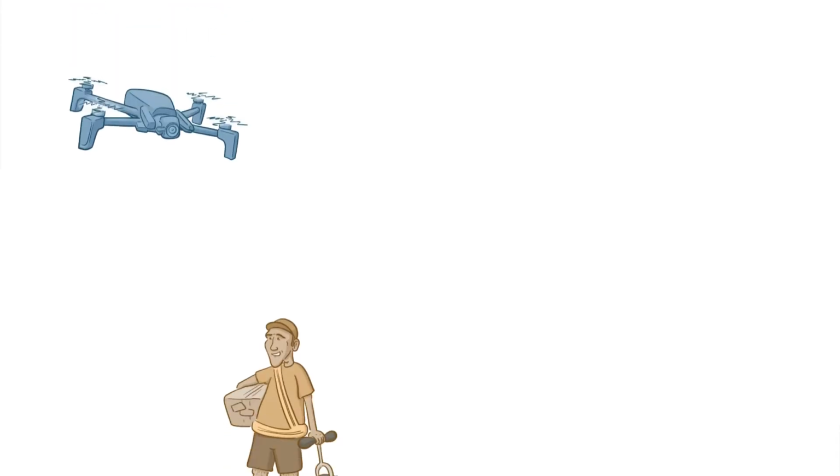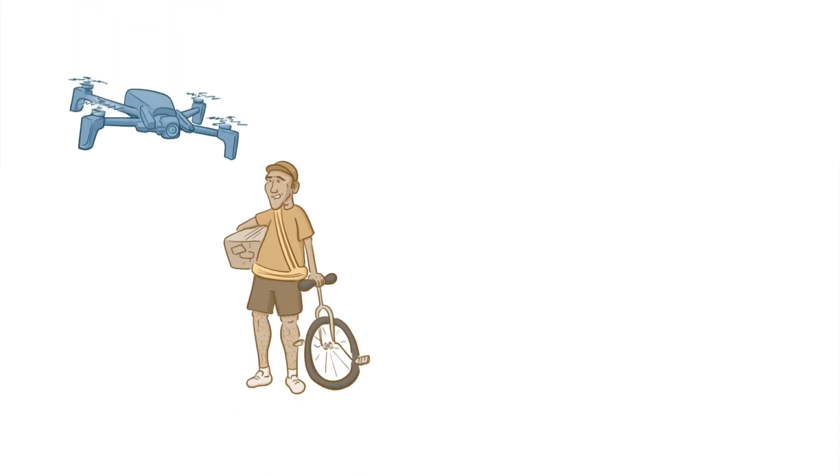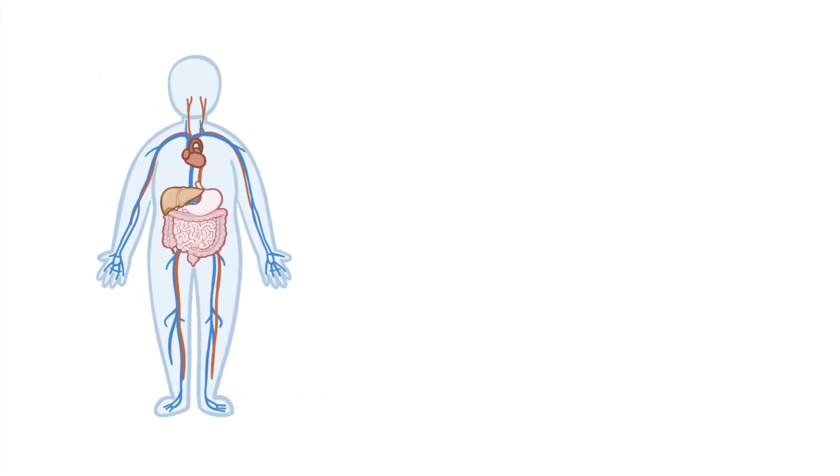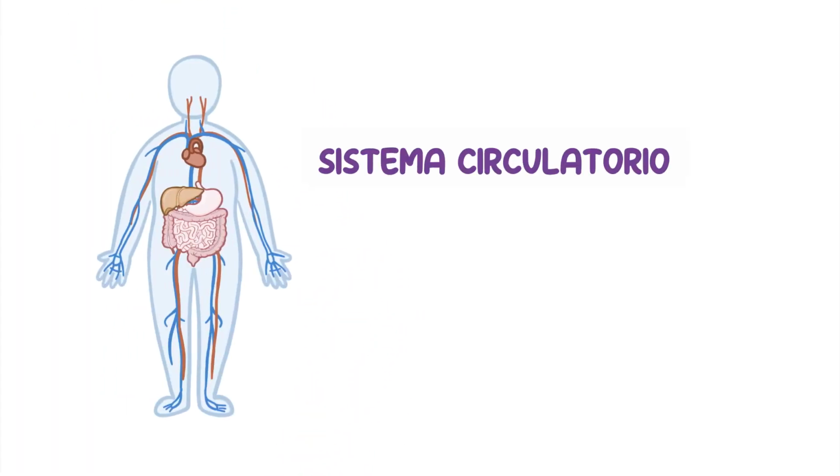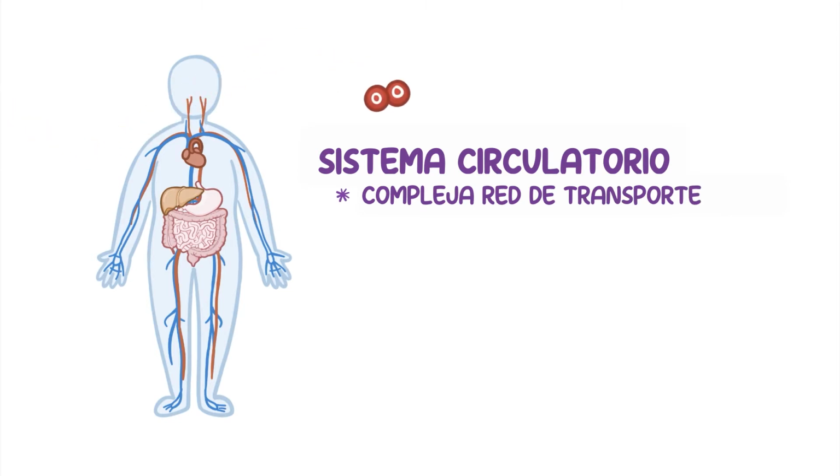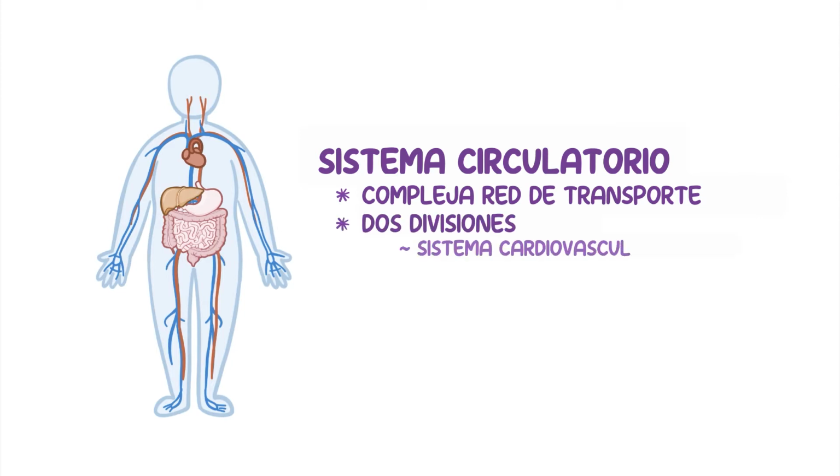As a society, we rely on complex transportation networks in order to supply and transport important goods and materials. The same idea goes for the human body. Here, the circulatory systems form a complex transportation network, which allows movement of important materials, such as oxygen, around the body. This circulatory system has two divisions: the cardiovascular system and the lymphatic system.